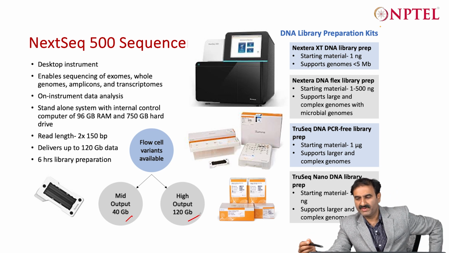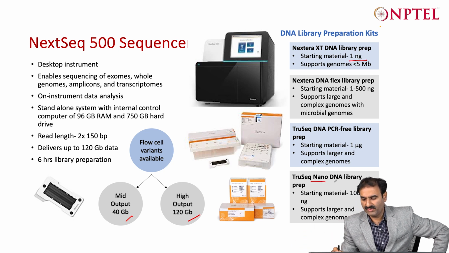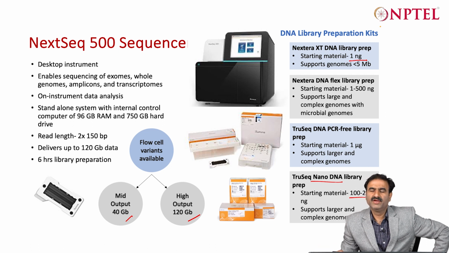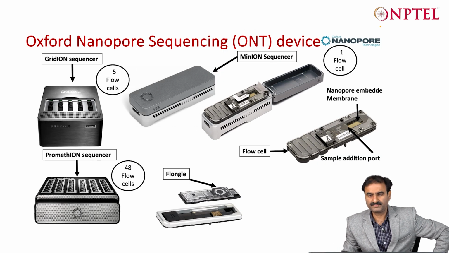There are so many library preparation methods. If you are dealing with a lesser amount of DNA, you can go for the Nextera XT library or TruSeq Nano library, which you can start with 100 to 200 nanograms of DNA. So depending upon the genome or DNA in hand, you can go for the NextSeq 500 sequencer also.